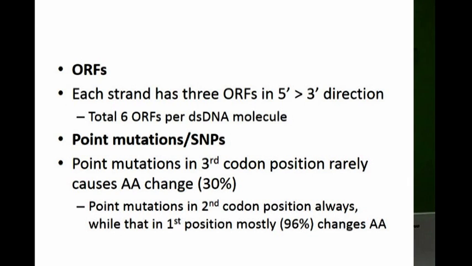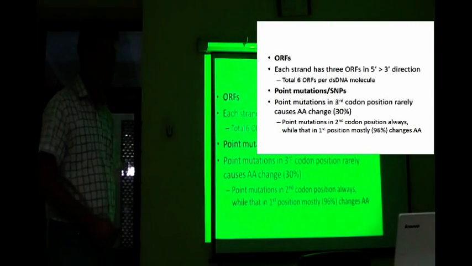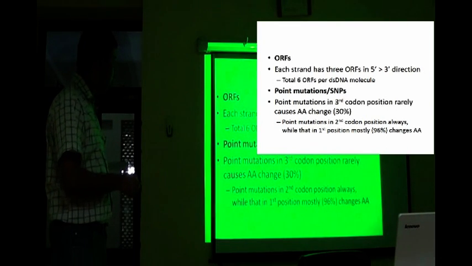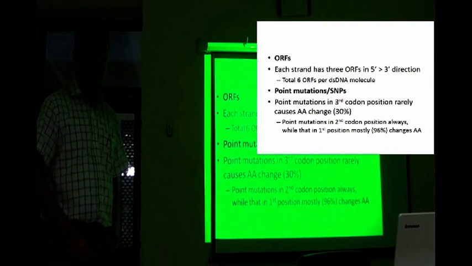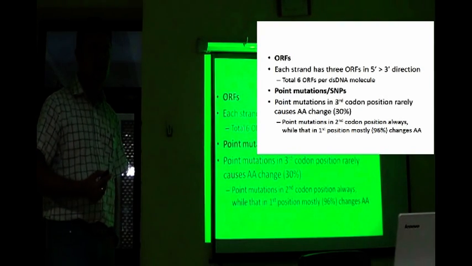So, you should know what the ORFs are. Very simple, right? Each strand has 3 open reading frames because of the triplet codon, right? In 5' to 3', always in 5' to 3', as in transcription as well as translation. Okay? Total 6 ORFs per double-stranded DNA molecule, because 3 in one direction, 3 in another direction, because this is a double helix, or double-stranded.